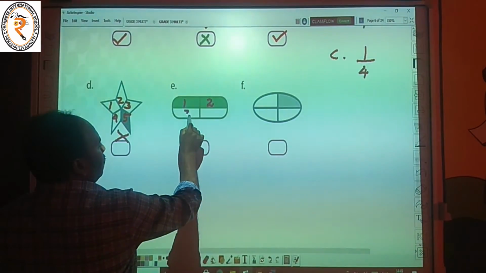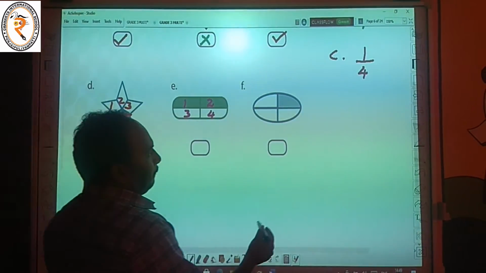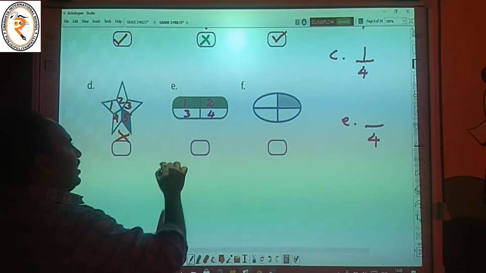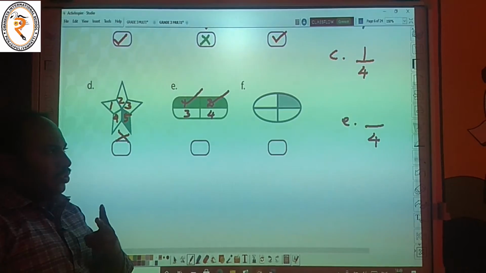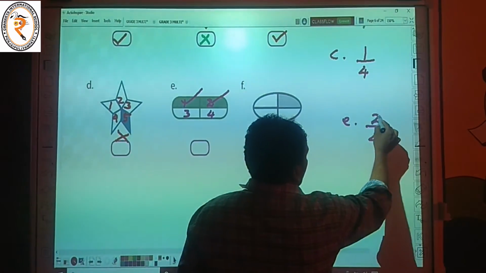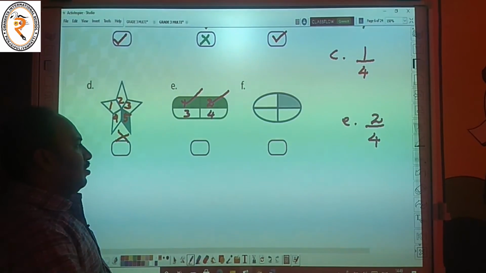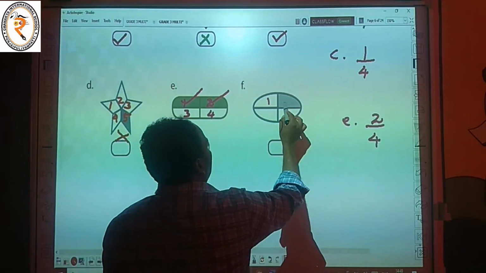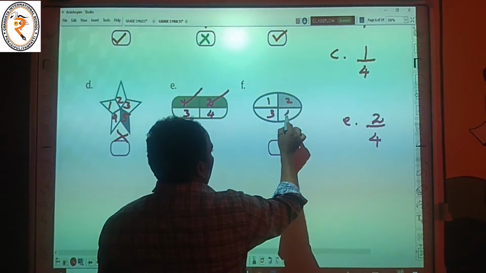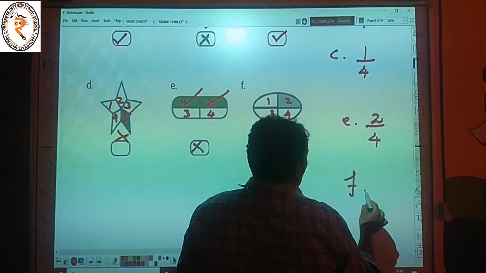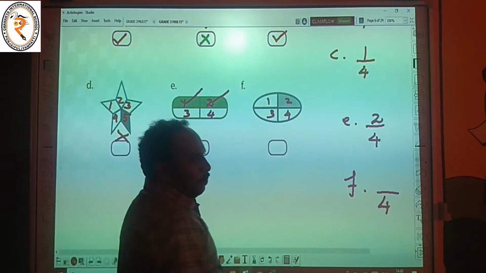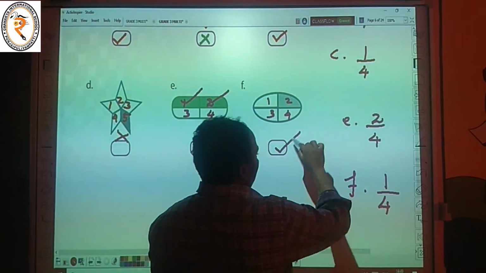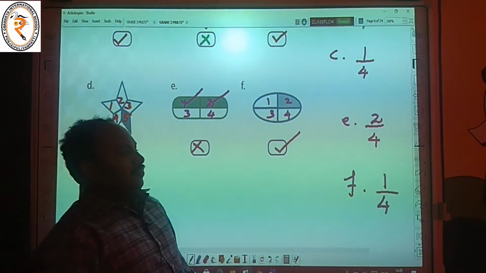One, two, three, 4. The total number of parts is 4, but the shaded portion is 2. Our answer is 2 by 4. So it's also wrong. The next one, the number of portions is 1, 2, 3, and then 4. The shaded portion is only 1. So our question is to tick the shaded part of 4.